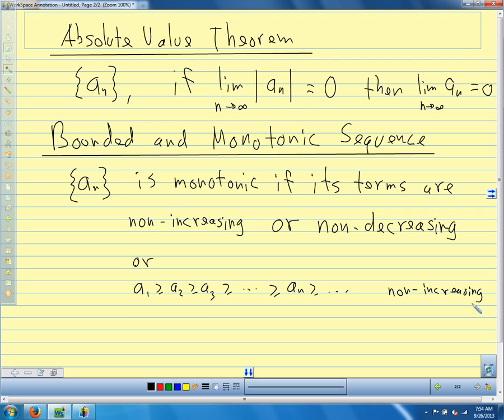And then we turn the inequalities around for a non-decreasing sequence. So we'd say a sub 1 less than or equal to a sub 2 less than or equal to a sub 3 less than or equal to dot dot dot less than or equal to a sub n, and they keep going. So this is how we determine if our sequence is non-increasing or non-decreasing. So we have some definition of the terms, and we want to show that our sequence is monotonic. We need to show that one of these inequalities holds to show that it's non-increasing or non-decreasing.